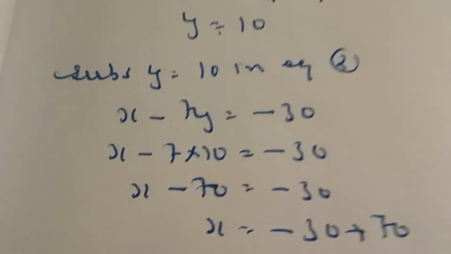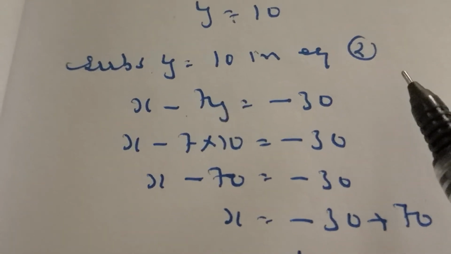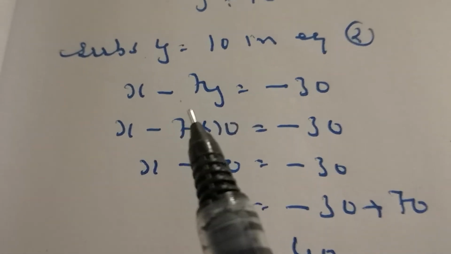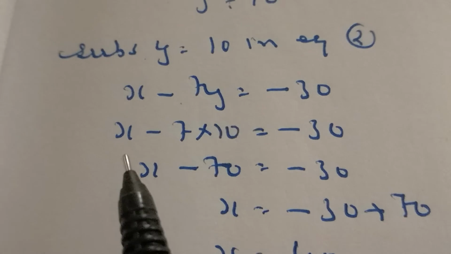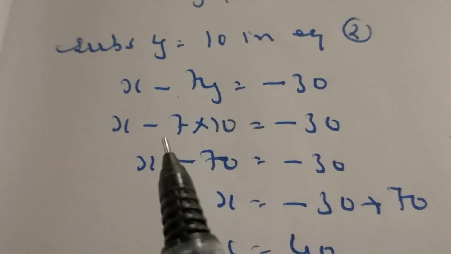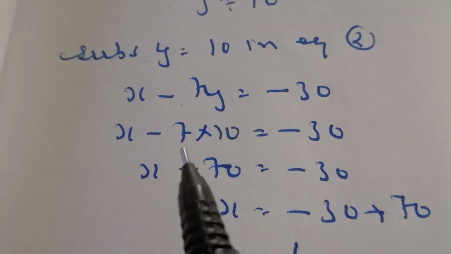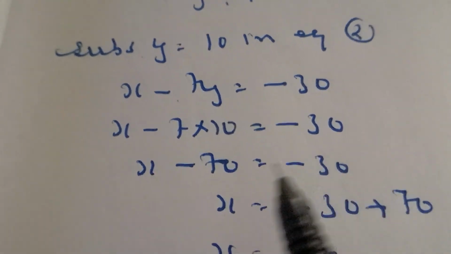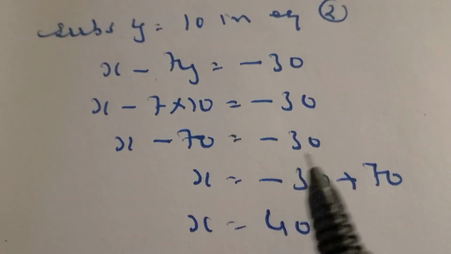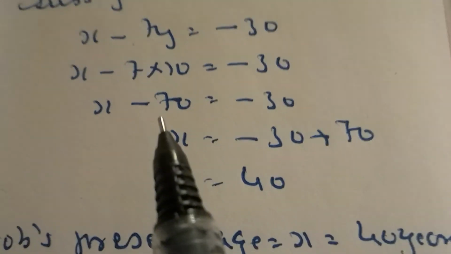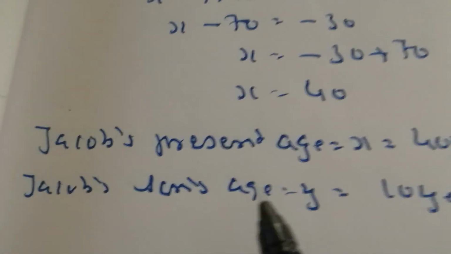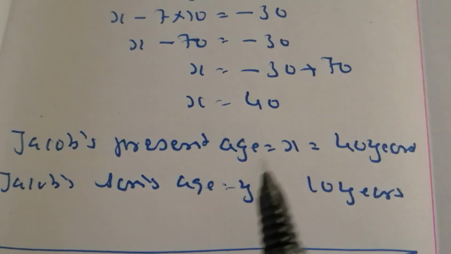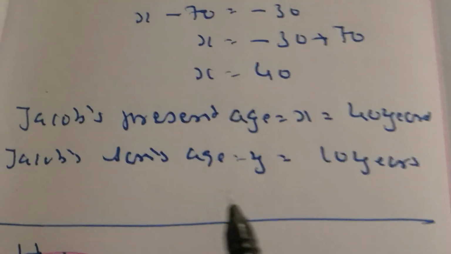Now substituting y is equal to 10 in equation 2. Equation 2 is x minus 7y is equal to minus 30. So substituting value of y, x minus 7 into 10 is equal to minus 30. So x minus 70 is equal to minus 30. Shifting 70 on the right hand side, I will get x is equal to 40. So Jacob's present age is 40 years and his son's present age is 10 years. Thank you.